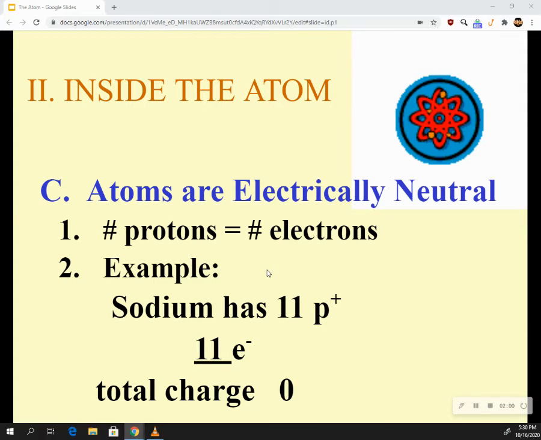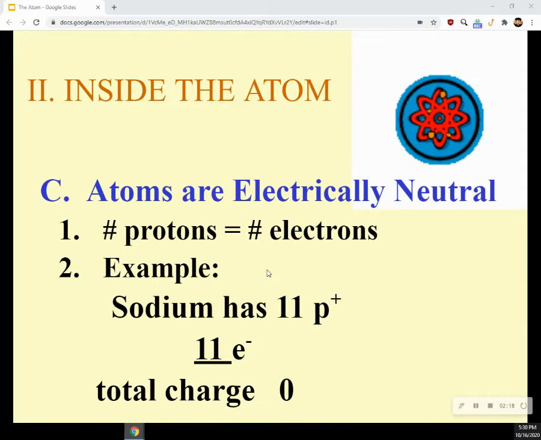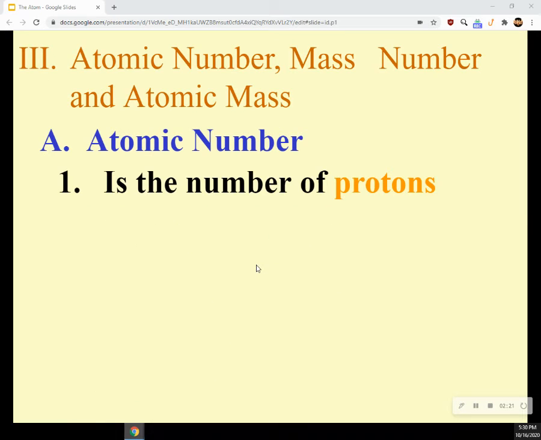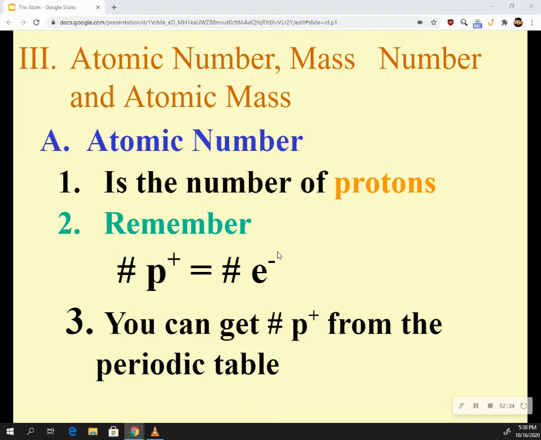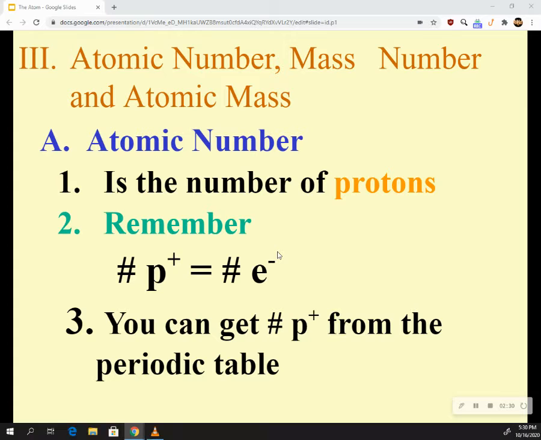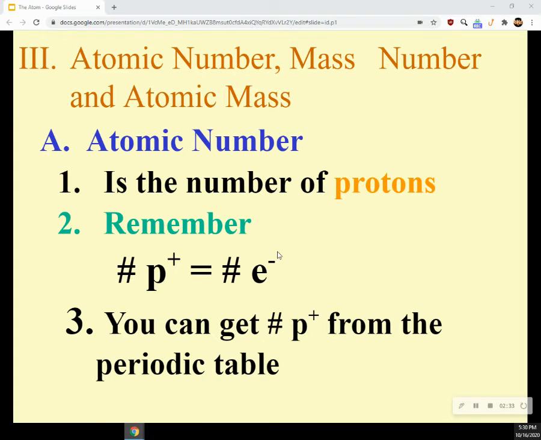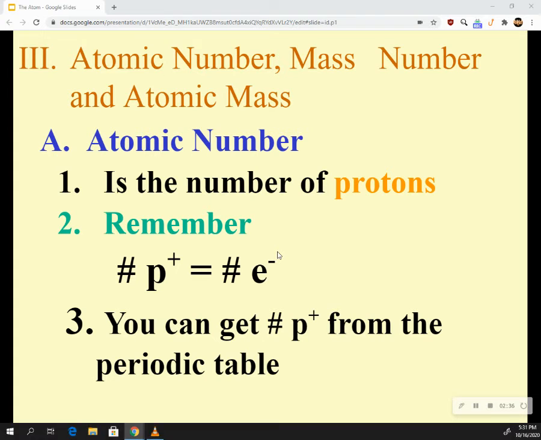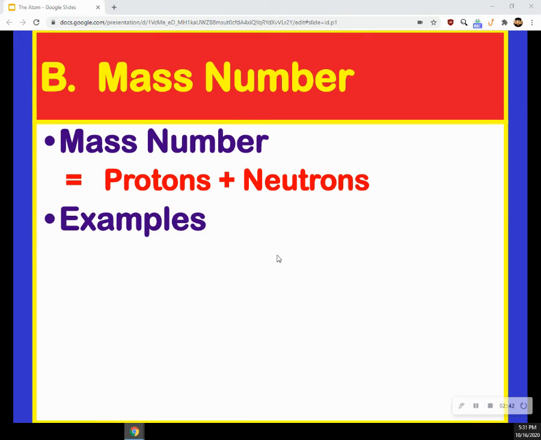So atoms are electrically neutral. They have the exact same amount of electrons as they have protons. So that means whatever the proton number or the atomic number is. For instance, gold has an atomic number of 79. That means it has 79 protons and 79 electrons. It has a charge of zero. Now, if it has a charge of plus one or minus one, that means it is no longer an atom. It is now something different called an ion, but we will get to that later. So atomic number is the same as protons and electrons.